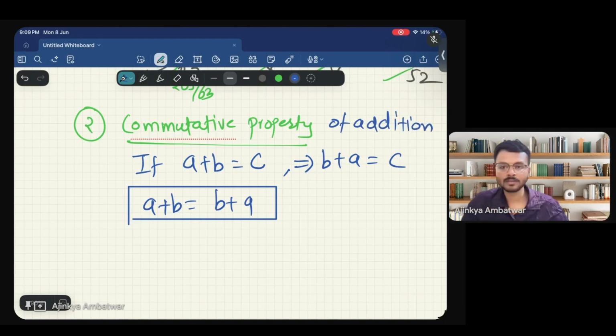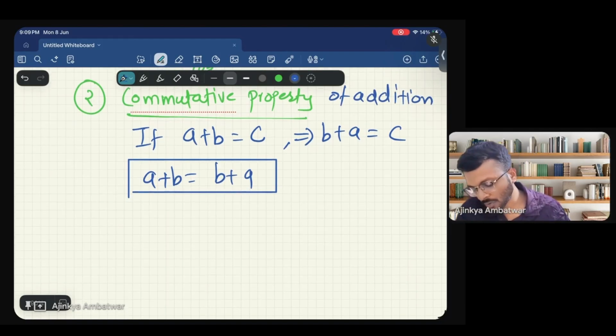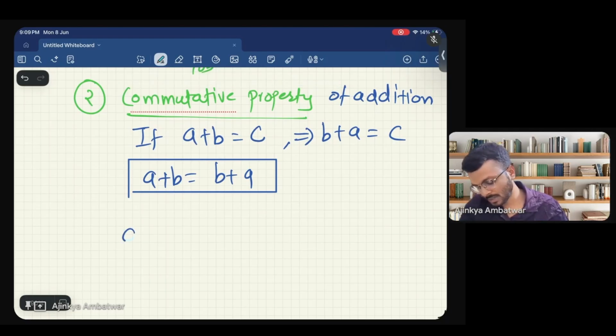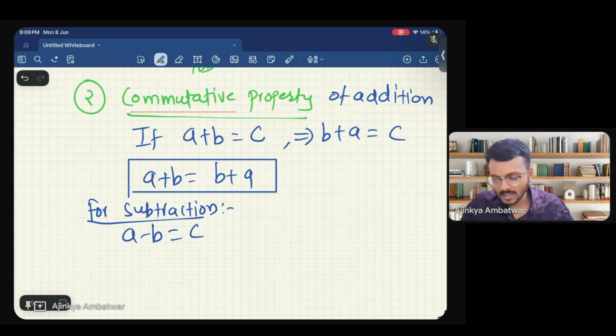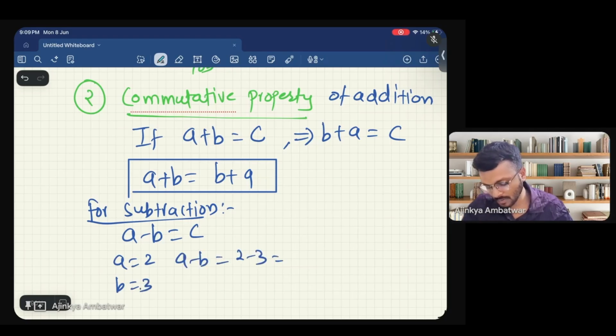Is it making sense? Now, if I try to do the same for subtraction, which means a minus b equal to c for subtraction, this is the interesting case. Now, I'm going to test if the commutative property is applicable for subtraction also. So, if I get a minus b is equal to c, let's say a is 2, b is 3. Both are rational numbers. So, a minus b is 2 minus 3, which is minus 1. Now, I'm going to check what happens if I flip a and b. So, I do b minus a. What if I do b minus a? That is 3 minus 2, right?